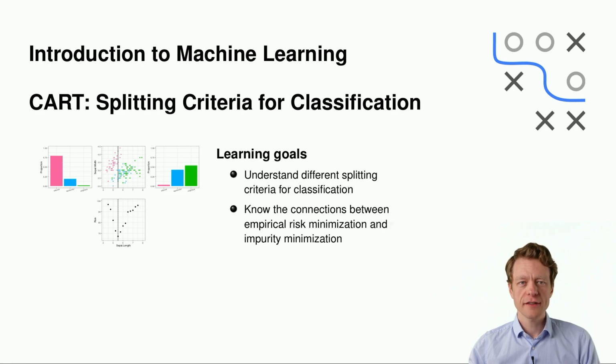At the end you should understand the different splitting criteria for classification, and you should know that there is a connection between empirical risk minimization and impurity minimization.